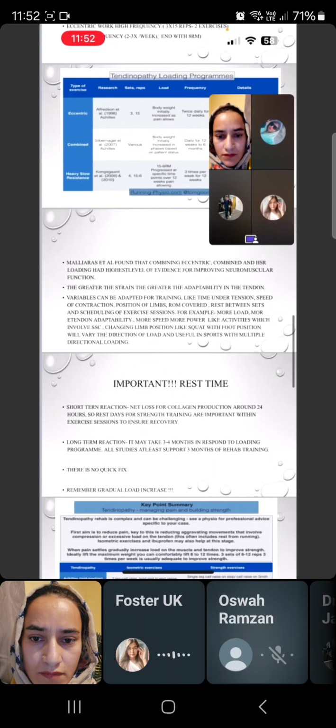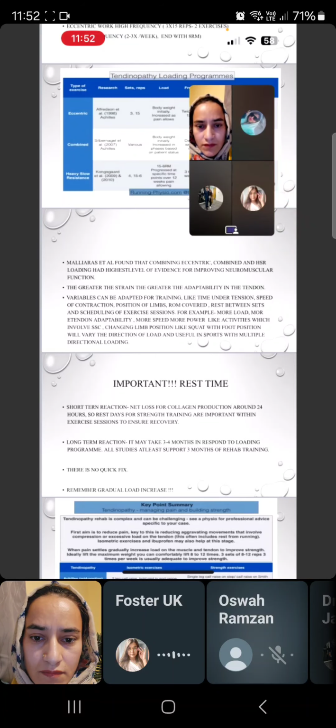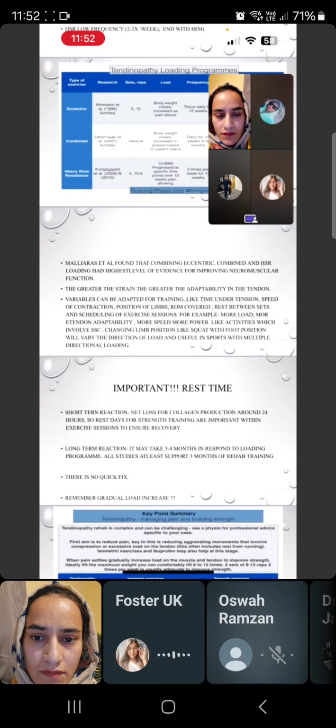Just 15 to 20 minutes more of the session and then we'll be done. This is the longest phase. There's another study, Meliaris et al., that combined eccentric, combined, and HSR. They used all three loading, and they found that the three of them combined has the highest evidence for improving neuromuscular function. So not just the local training of your tendon, but your brain is also adapting when you use all three strategies.